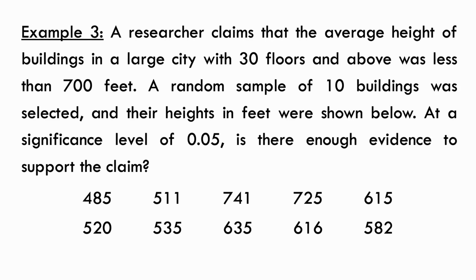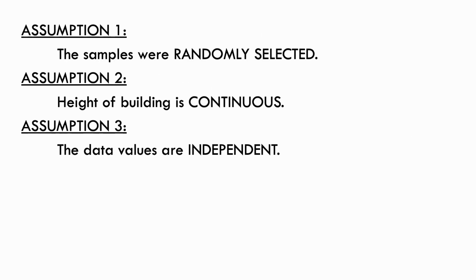Example number 3. A researcher claims that the average height of buildings in a large city with 30 floors and above was less than 700 feet. A random sample of 10 buildings was selected and their heights in feet were shown below. At a significance level of 0.05, is there enough evidence to support the claim?